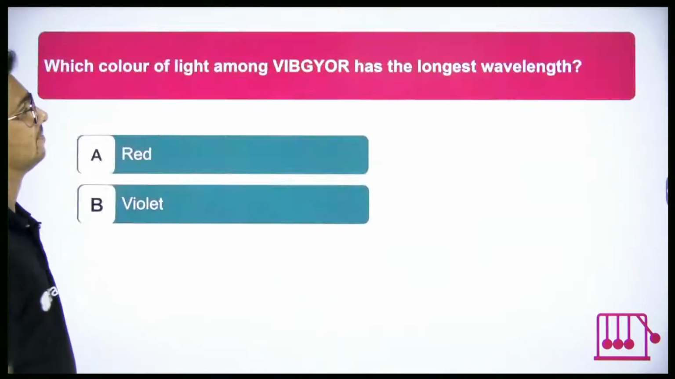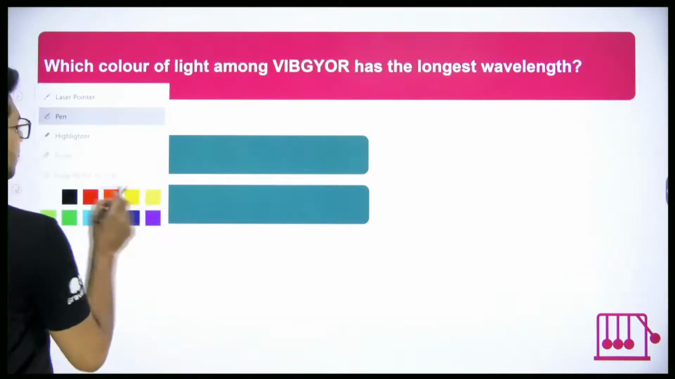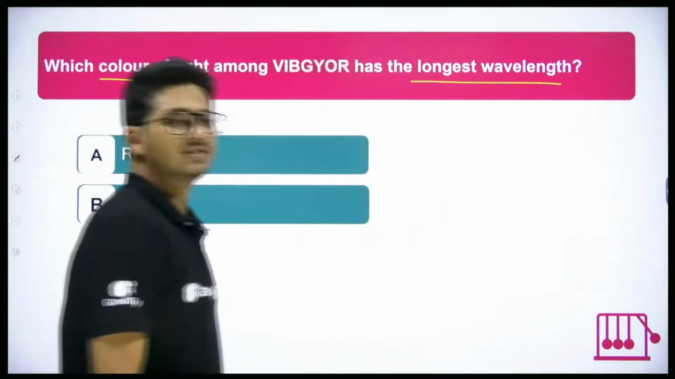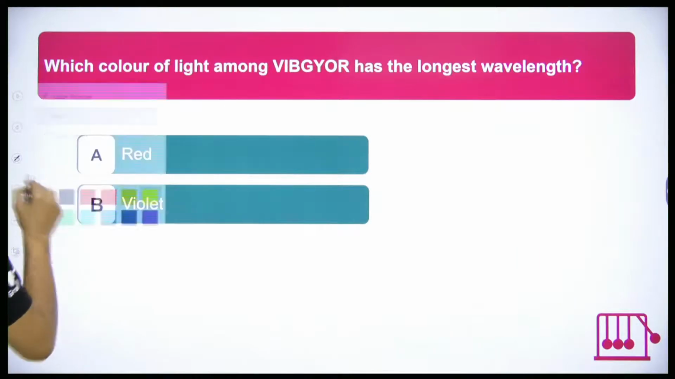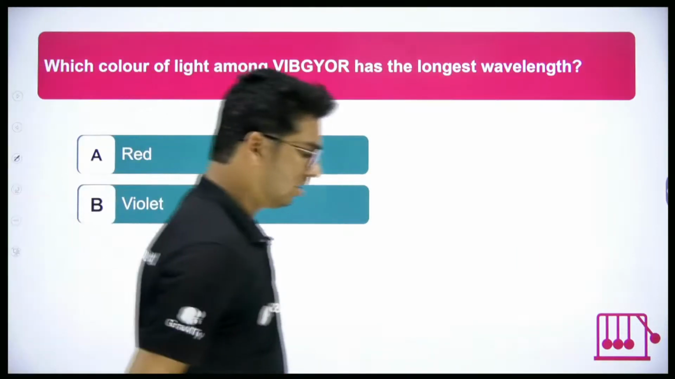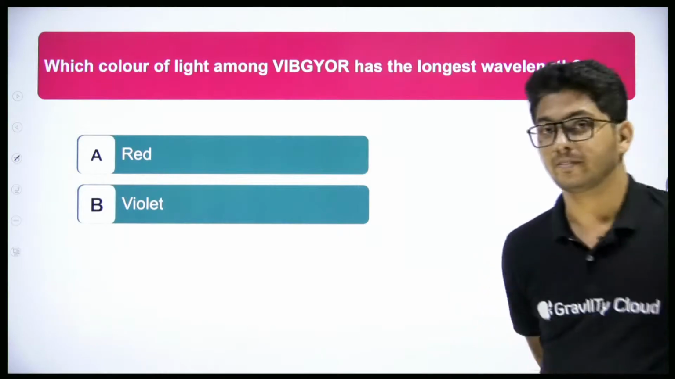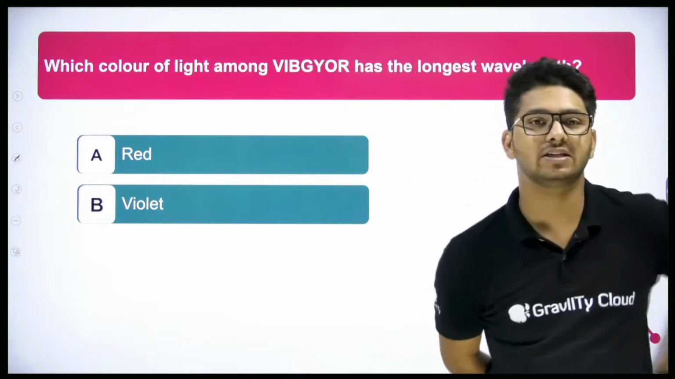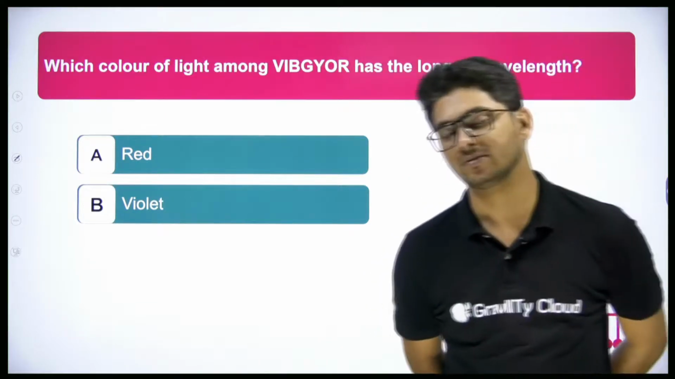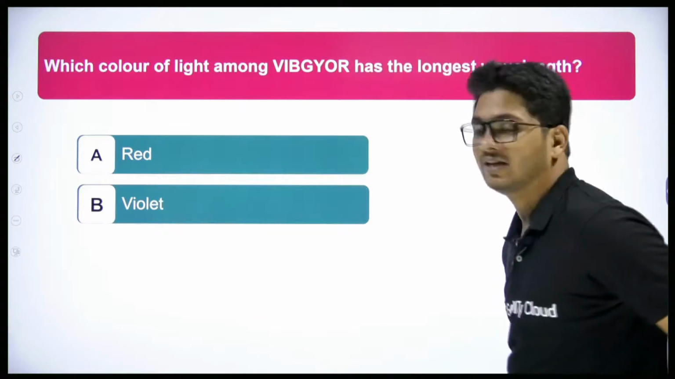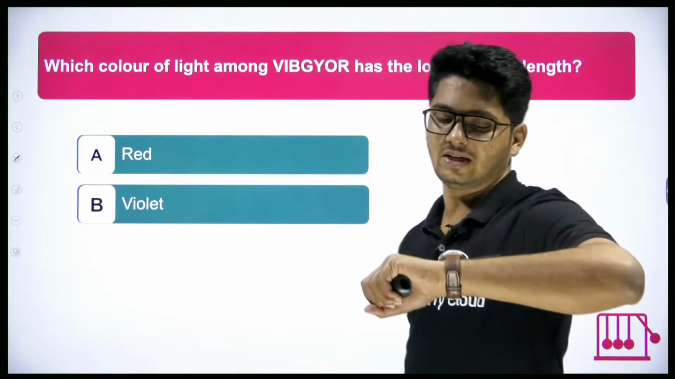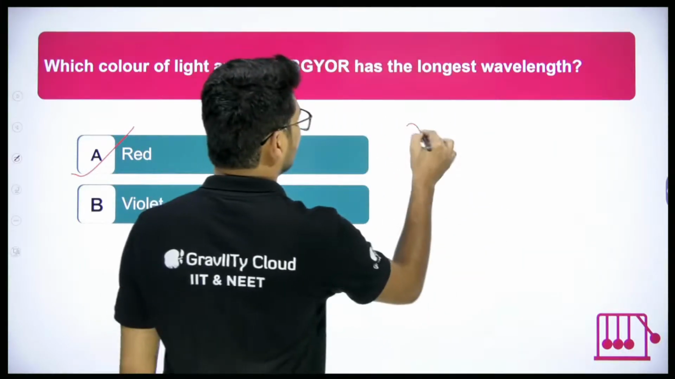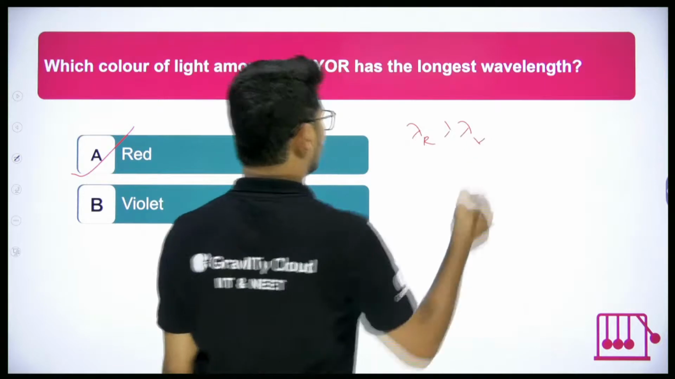Okay, good. Now next question. Which color of light among VIBGYOR has the longest wavelength? This is something which you have to remember. So which of them has the longest wavelength? Red or violet? So 10 seconds. Red or violet? Which of them has the longest wavelength? And the answer is red color. That's it. Remember it. It's a simple remembering point. Wavelength of red is greater than wavelength of violet.